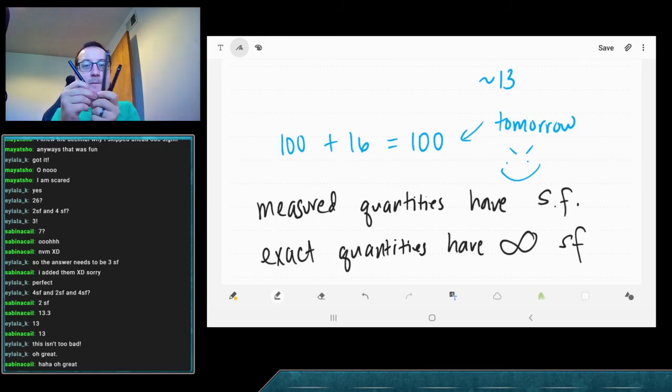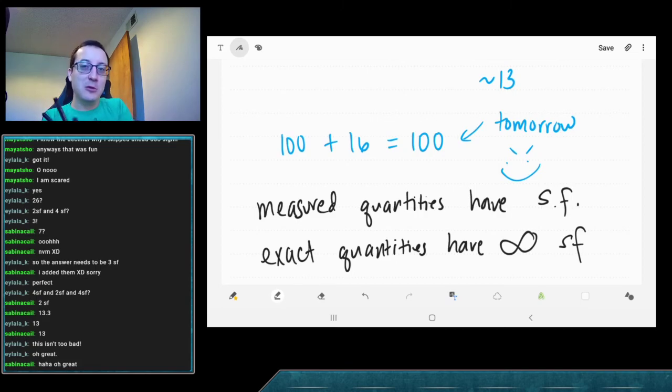Look what I have here. 3 pens. 1, 2, 3. I can count them. I know I have exactly 3 pens. Okay? So there's no difference for me to say 3.0 pens. Like, you can't have 0.5 pens. It just doesn't make sense, right? So an exact number will never have sig figs.